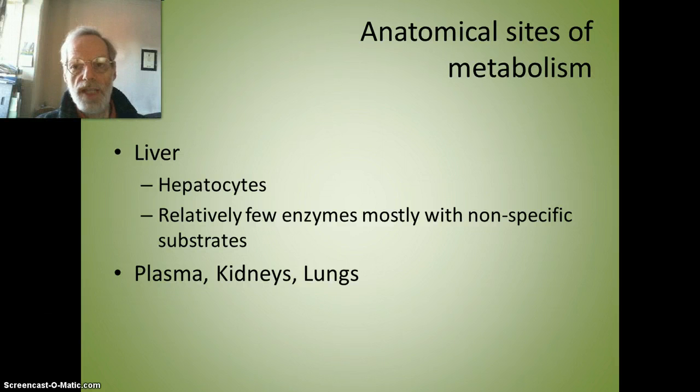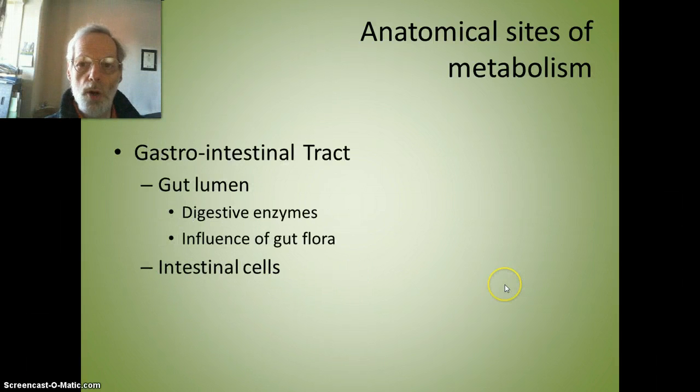Most remedy metabolism takes place in the liver hepatocytes using relatively few different types of enzyme, which are fairly non-specific in their substrates. Some metabolism also takes place in the plasma, the kidneys, and the lungs. Also, the gastrointestinal tract is another important site of metabolism. In the gut lumen, digestive enzymes play a role, as do the actions of gut microorganisms. Intestinal cells themselves also actively metabolize remedies.